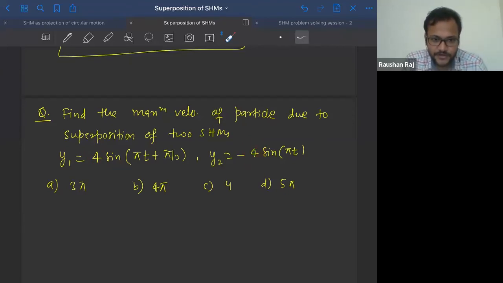You are getting 4 root 3 pi. Nahi, mujhe toh nahi lagta. Let's see kya hota hai. Which is not clear, bacha? Okay, now I think it is clear.